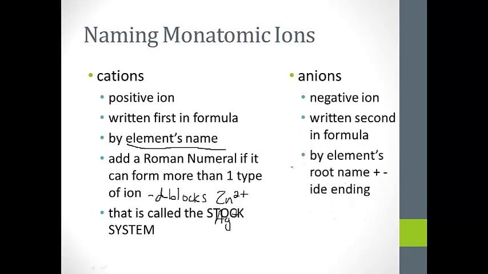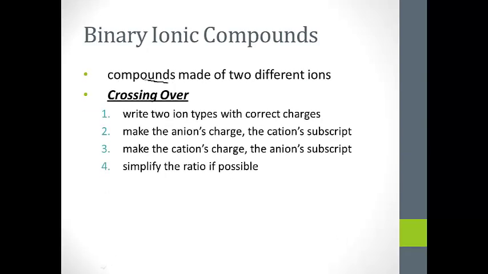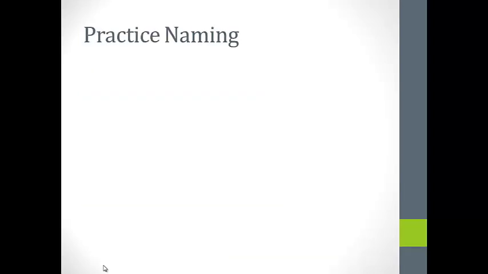Anions are negative. They go second in the formula, and again, we change the very ending to IDE. Okay, now if we have 2 different ions, we have to do what's called crossing over, meaning that the anion's charge becomes the cation's subscript, the cation's charge becomes the anion's subscript, and we simplify. Okay, I know that sounds ugly. It's way easier than it actually sounds, so let's do some samples and we can try to make sense of it all.